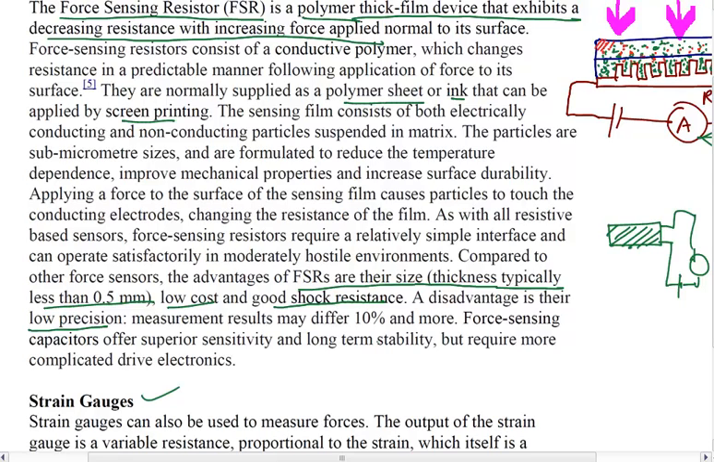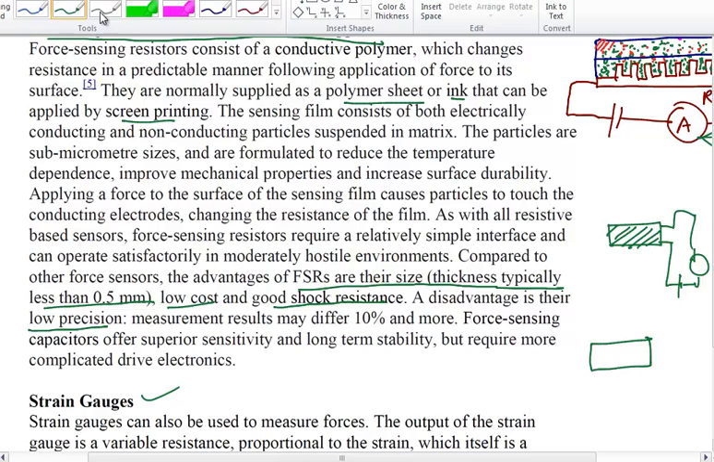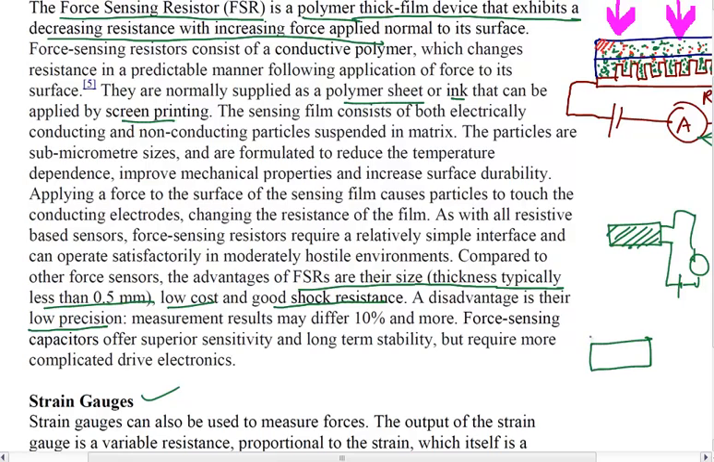Similar to this, we have something called a force sensing capacitor. In that, there will be a polymer, and on top of the polymer there will be two conducting layers. One conducting layer is this one and another is this one, and we can measure the capacitance between them.